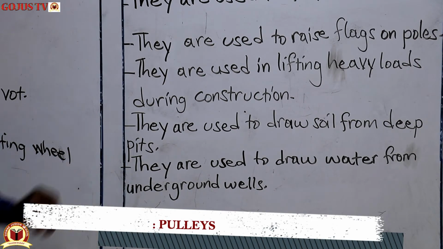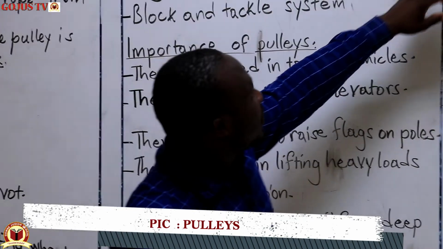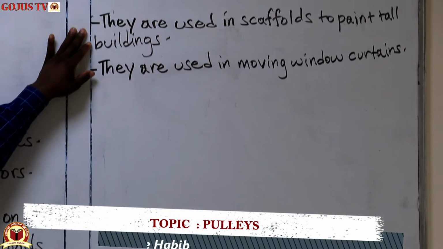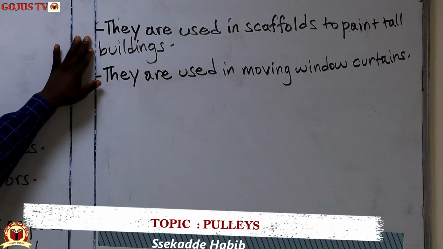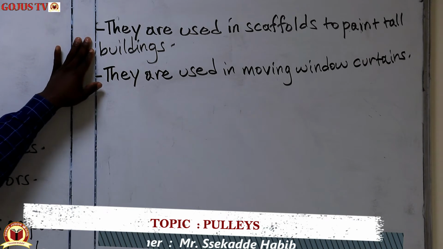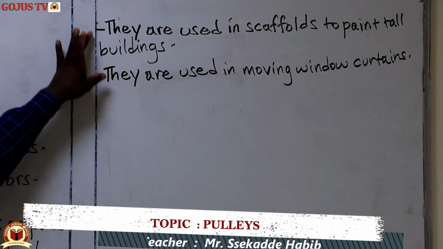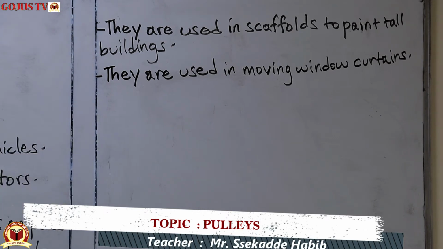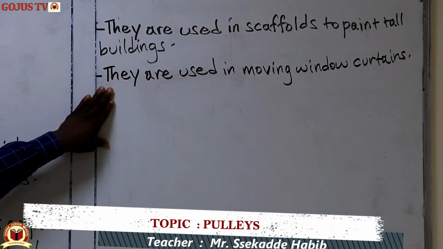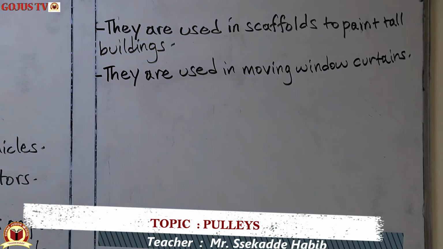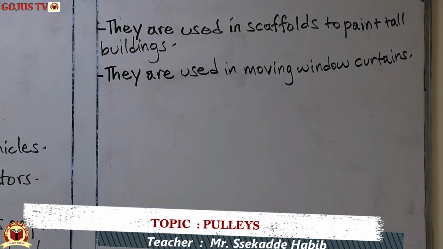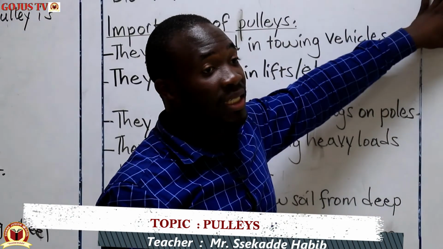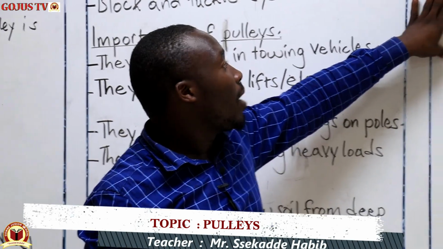I think this one is very clear. When we come this side, we can add and say they are used in scaffolds. Scaffolds are used while painting very tall buildings. So pulleys are used in scaffolds to paint tall buildings. And then what is very common to us, lastly, is that they are used in moving window curtains. So this is how the pulley system is applied in our daily life.